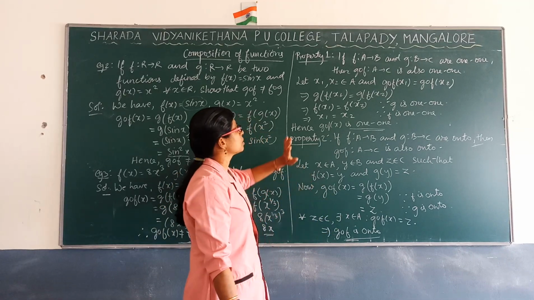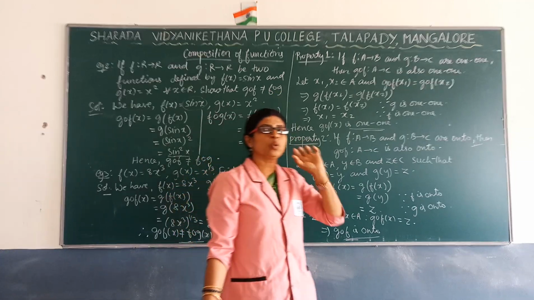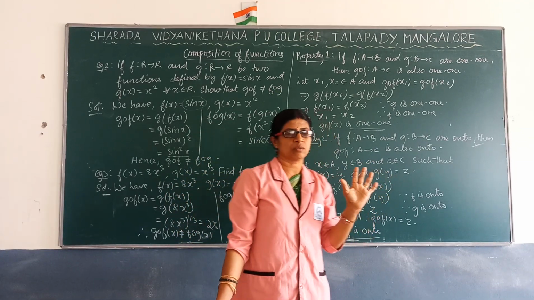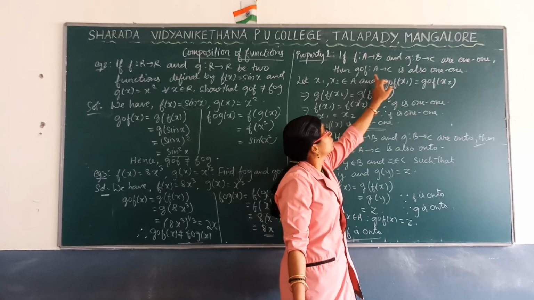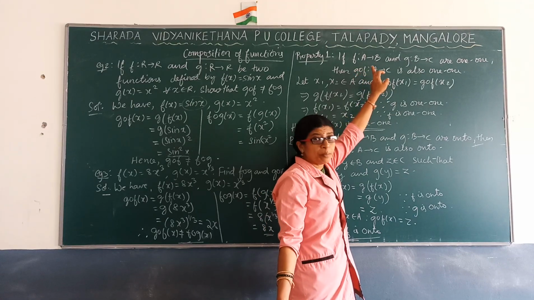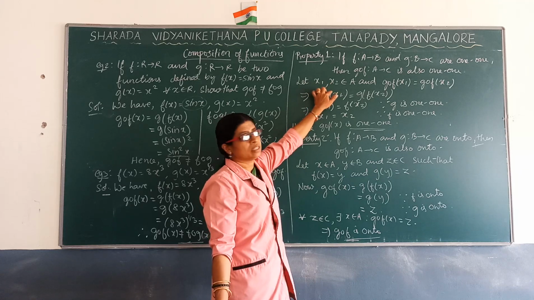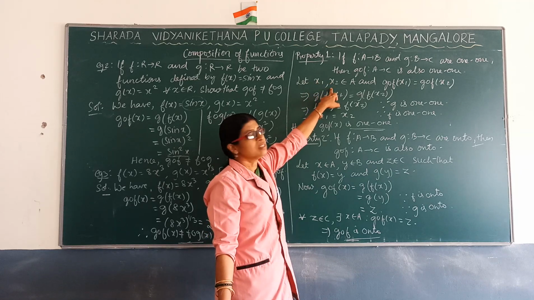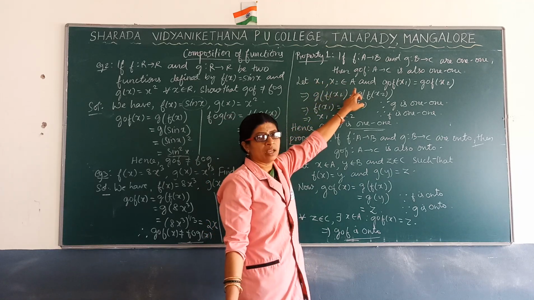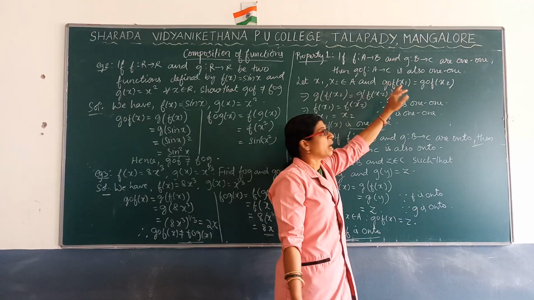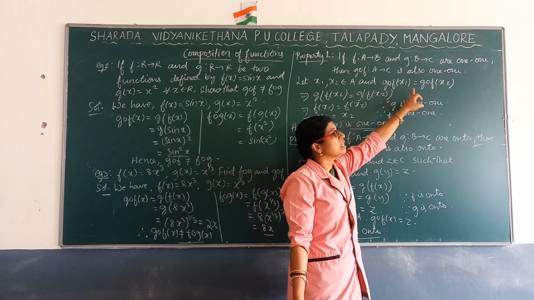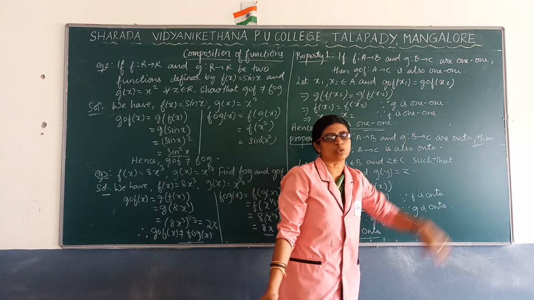Okay, how do we do this? Just consider any two elements from the domain set. What is the domain set of the composition of functions? gof is from A to C. So from A we will consider two elements. What are they? x1 and x2. Consider x1 and x2 in A and you assume that gof of x1 is equal to gof of x2.